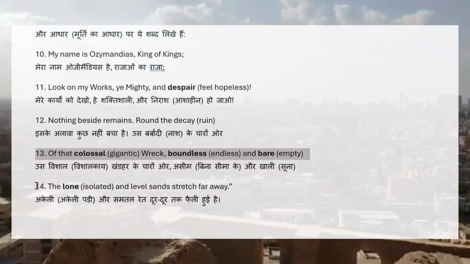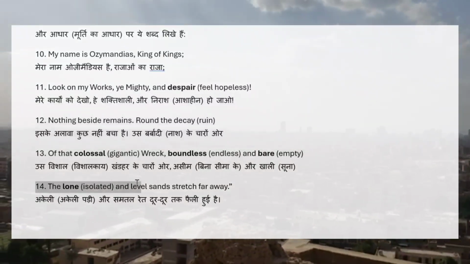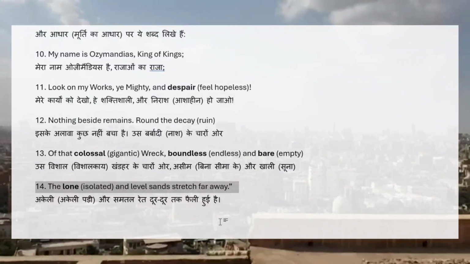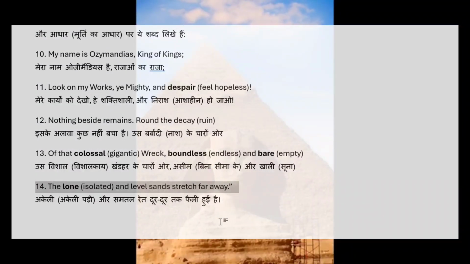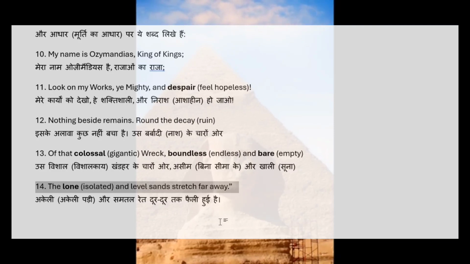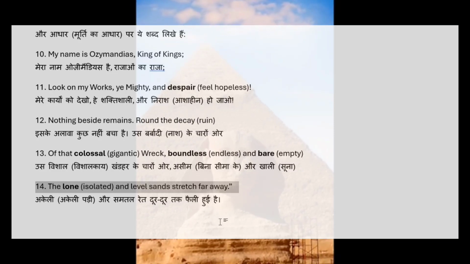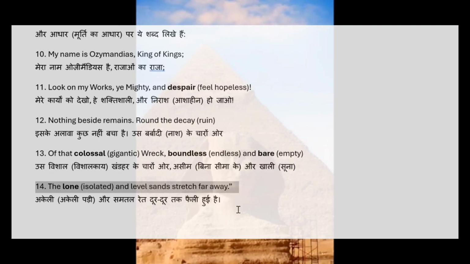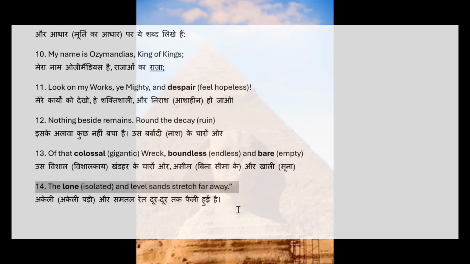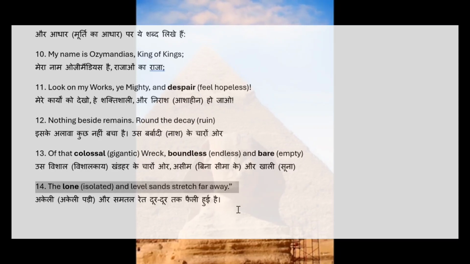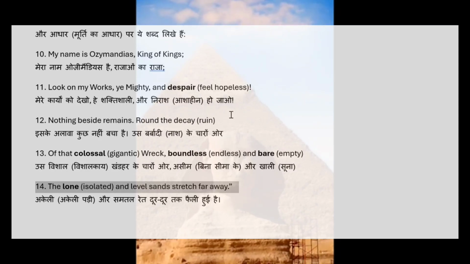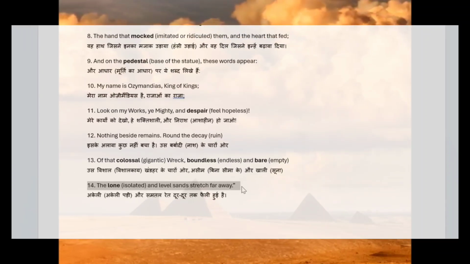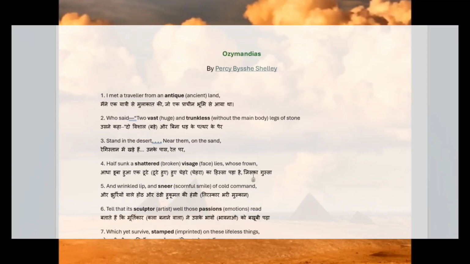Line number 14. The lone and level sands stretch far away. Finally, the poem ends with the image of the desert's lone and level sands, which means the endless flat sands stretching far into the distance. The emptiness emphasizes how Ozymandias' empire has vanished, leaving only barren landscape as a reminder of his insignificance in the face of time. Now, let us summarize line number 9 to 14.